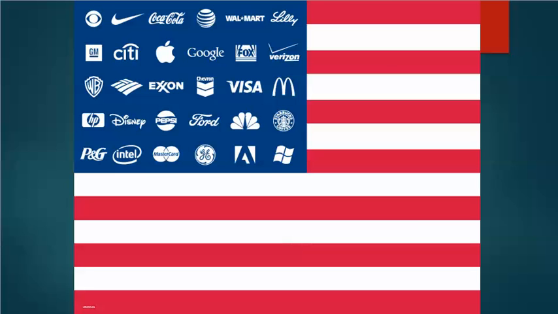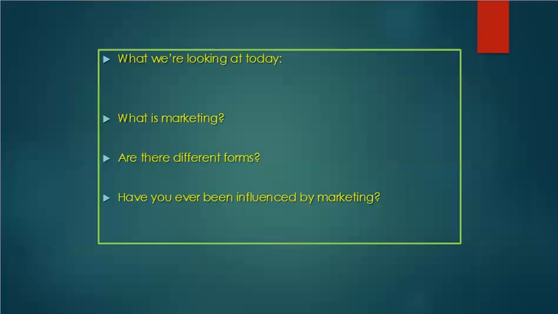So what is this really saying about the way that American culture and economy has gone? Well, I think a little bit of what it's trying to say is that instead of the unity of the states keeping the United States together, it's being driven by the economy and by these corporations. So what we're going to look at today, really quickly, it's a short one today: what is marketing? What are the different forms of marketing, and have you ever been influenced by it?